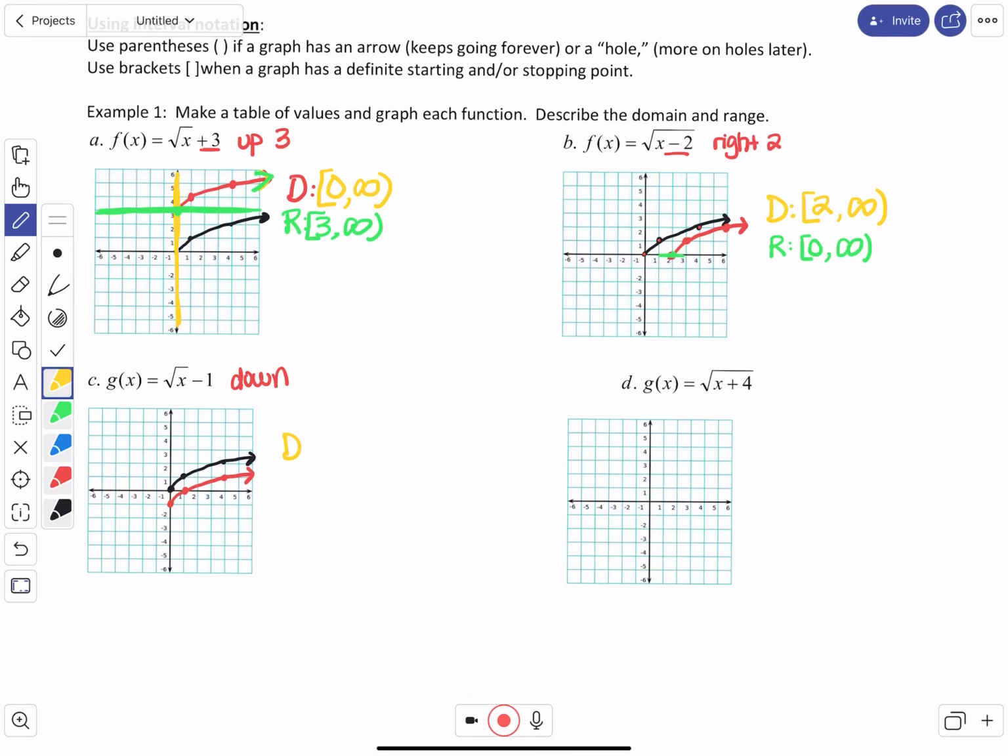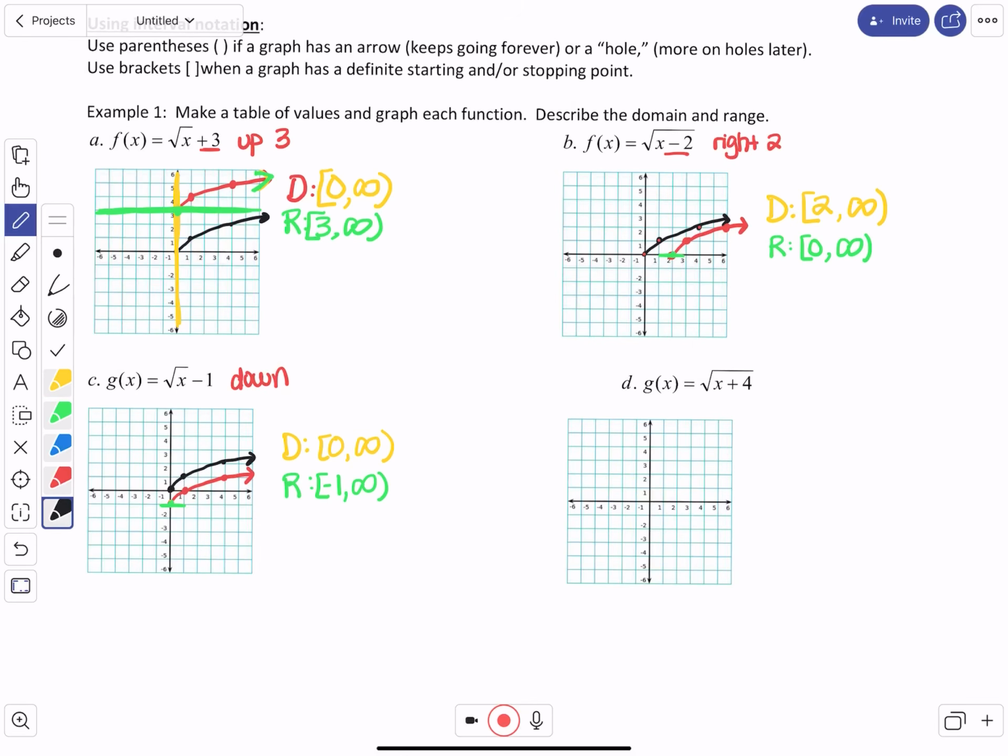So let's do domain first. The furthest left it is as far as x values is a 0. Okay, so I'm talking about x values. The furthest left is 0, and it is going to the right forever, so it's infinity. All right, now I'm switching to range. The lowest y value is a -1, but it's going up forever, so it's going up to infinity.